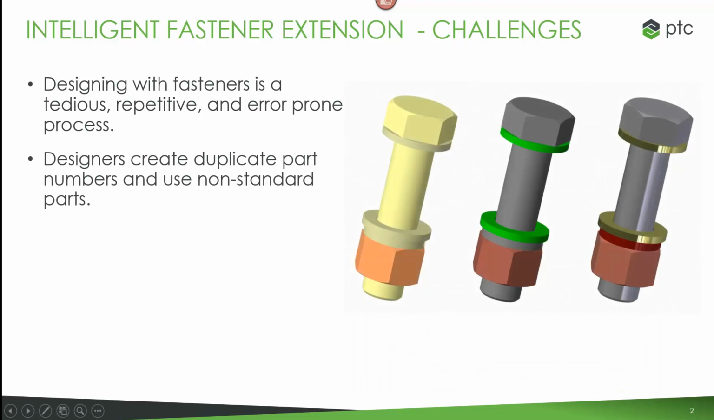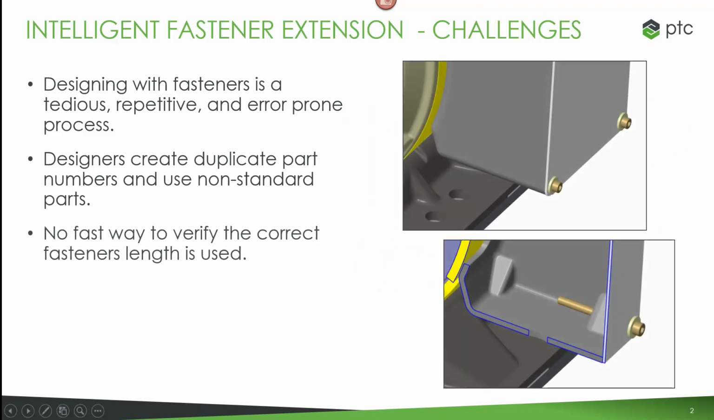We're also seeing issues with designers creating duplicate part numbers or using non-standard parts. So the same bolt shows up at different times, or the engineers aren't using all the same fasteners. Just a little bit difficult to manage a whole library of fasteners and standard parts that we might be using on multiple different assemblies. And there's also no fast way to verify that the correct fastener lengths are being used.